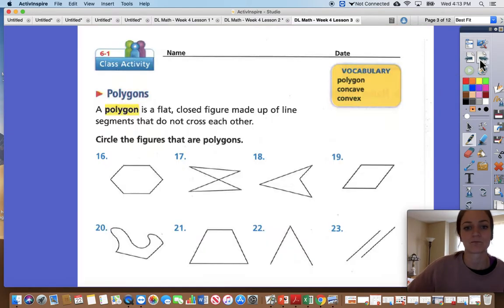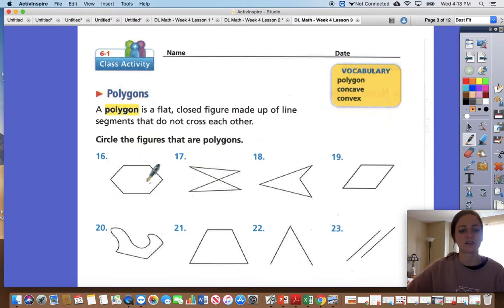All right. So a polygon, we're going to look at the definition of a polygon. We'll fill it into our books in just a second, but first we're going to go through and test all of these to see if they are a polygon. A polygon is a flat, closed figure, so closed means it doesn't have any open lines, okay, made up of line segments that do not cross each other, okay? So we're going to go through and decide which one of these shapes are polygons.